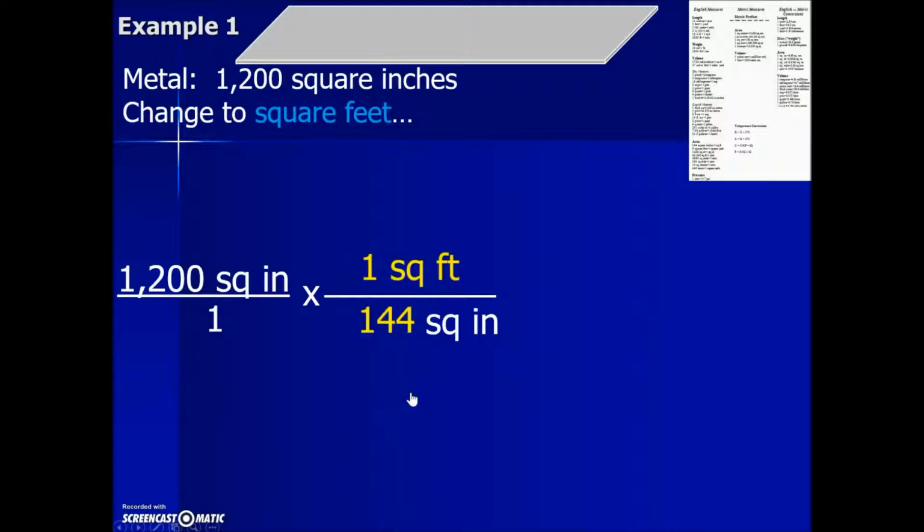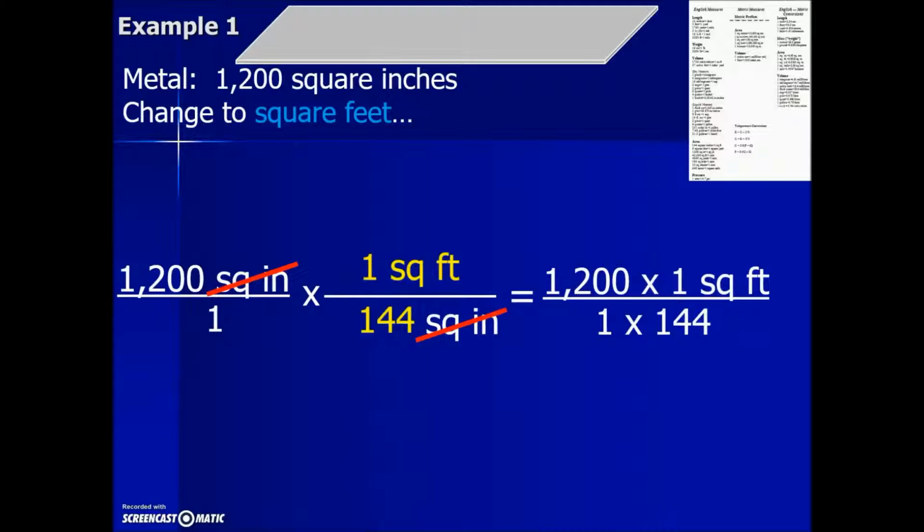Next, we're going to multiply the original measurement by the conversion factor fraction that will allow us to convert square inches into square feet. Anything common in the numerator and the denominator cancels out. Multiplying numerator values together and denominator values gives us 1,200 times 1 over 1 times 144. Simplifying results in 1,200 divided by 144 with the fraction. Simplifying that, we have a final answer of 8.3 square feet for an equivalent measurement.